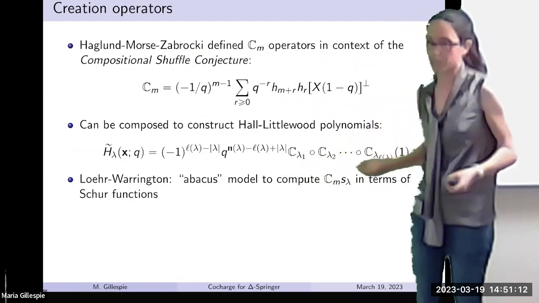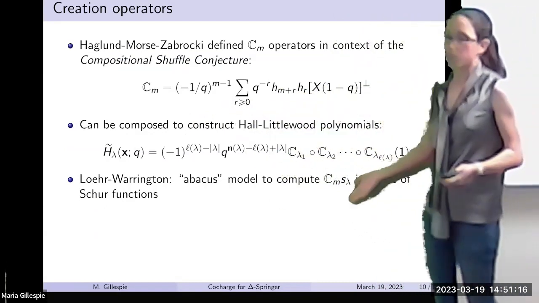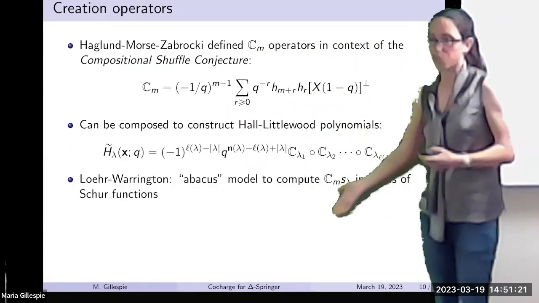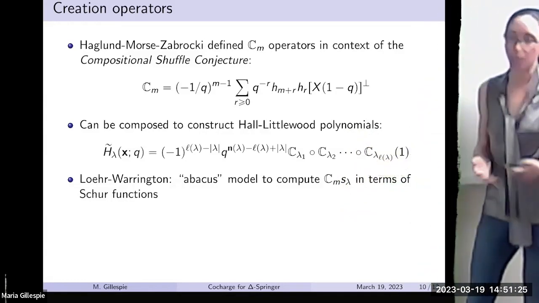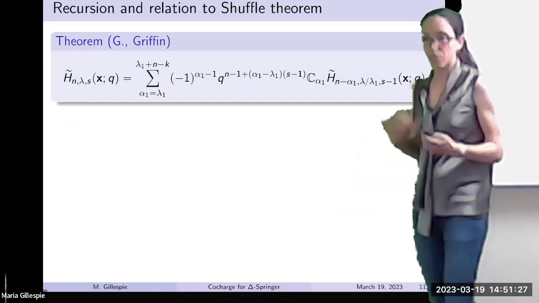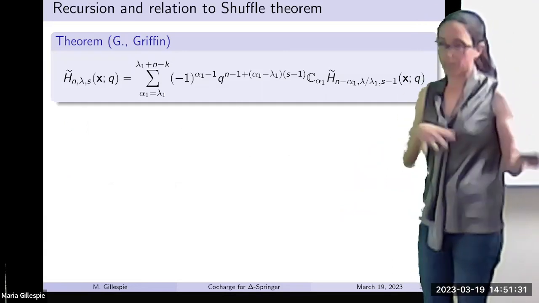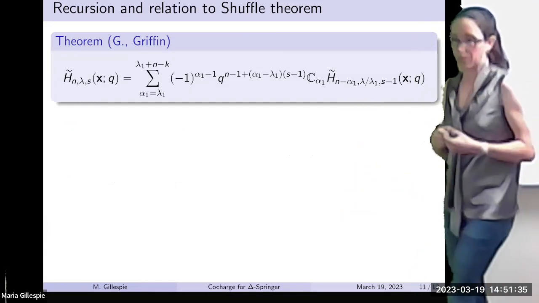By composing some of these with some Q power, you get the ordinary Hall-Littlewoods. And Lauren Warrington have a combinatorial abacus model, like I said, to compute what a creation operator does to a Schur function if you want its Schur expansion. And we were able to show that not only can the Hall-Littlewoods be constructed in terms of these, but so can the delta Springer Frobeniuses.